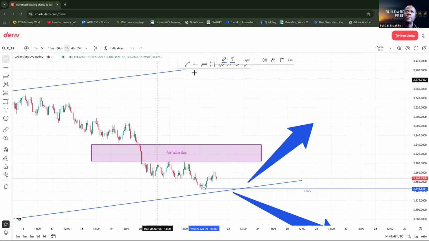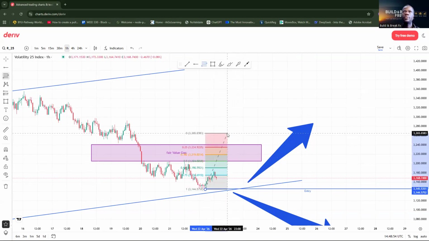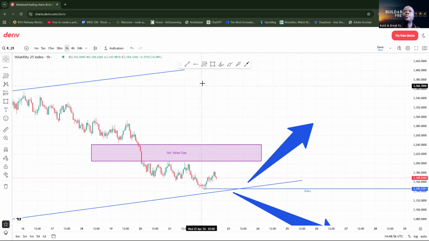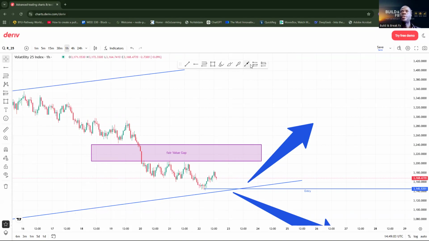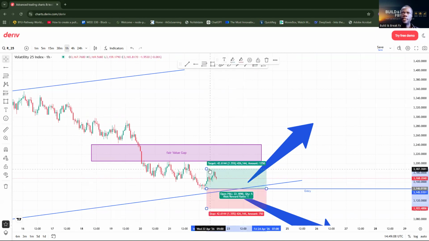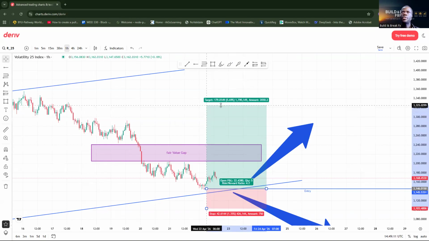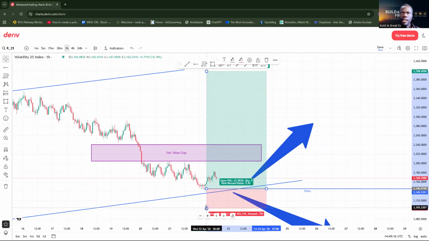So let me bring something, this one. So you can either take this and then you can put it there. So we are targeting here, coming back. That's our target. And then the stop loss, the risk to reward ratio. That's the thing.